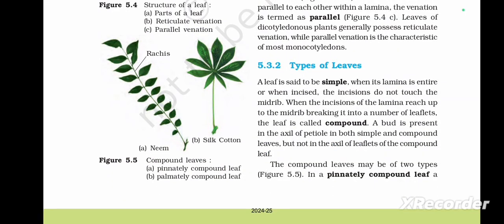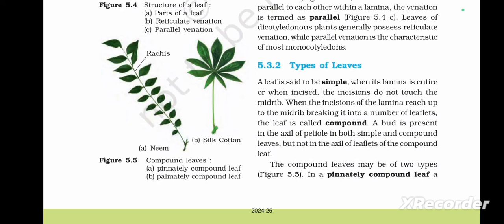Next, types of leaves. A leaf is said to be simple when its lamina is entire or when incised. The incisions do not touch the midrib. When the incisions of the lamina reach up to the midrib, breaking it into a number of leaflets, the leaf is called compound. A bud is present in the axil of petiole in both simple and compound leaves, but not in the axil of leaflets of the compound leaf.